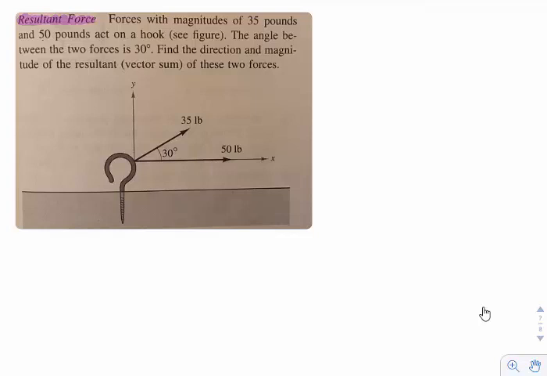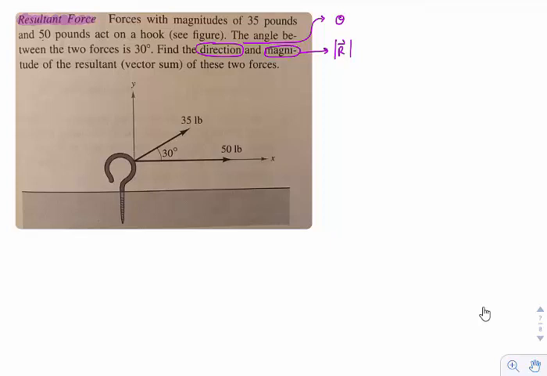And again, remember, if they say direction, you're looking for theta in standard position. So that's theta starting at the positive x-axis going in a counterclockwise direction. So I'm looking for theta, and I want to find the magnitude of that resultant vector. If we call that resultant vector r, I'm going to be finding the magnitude of it.